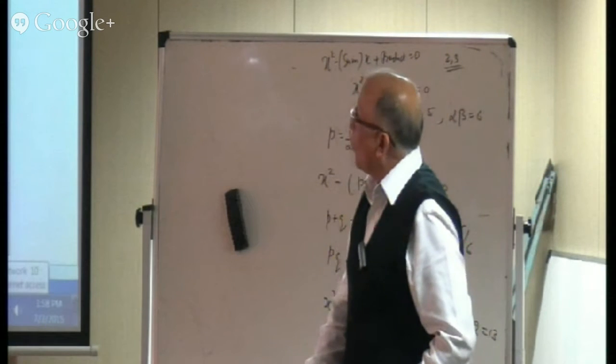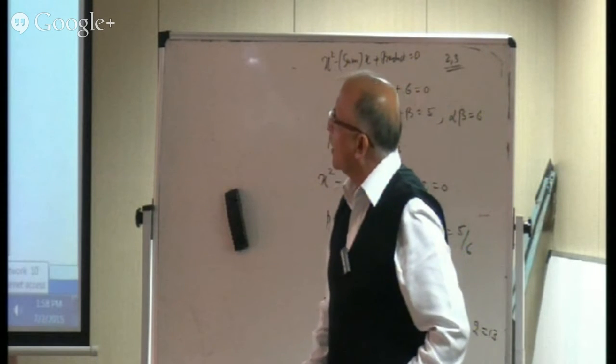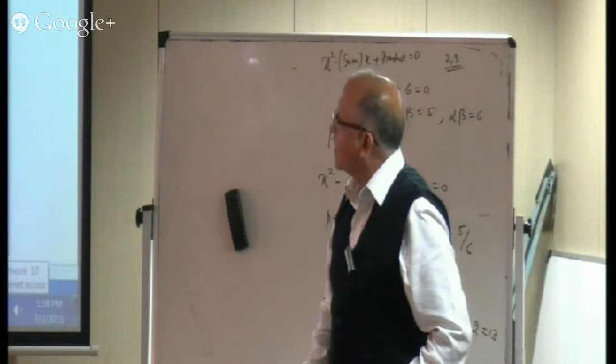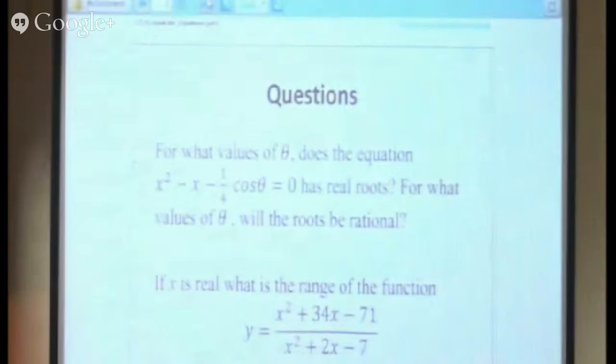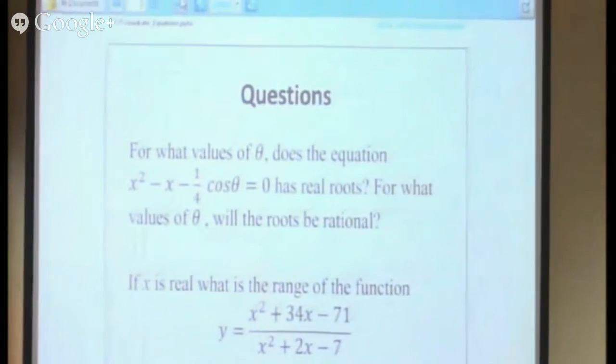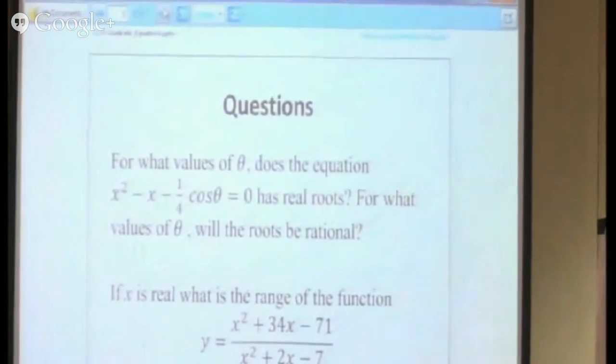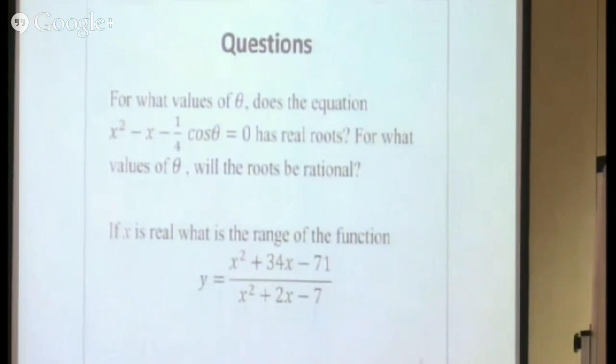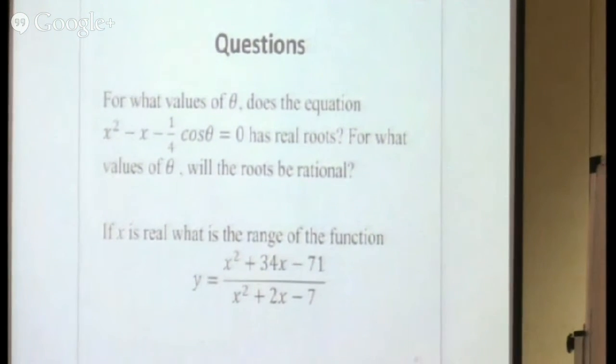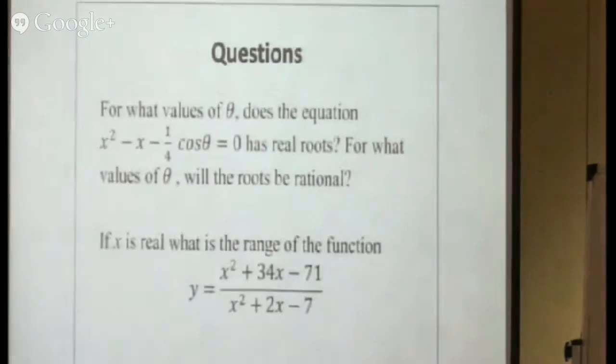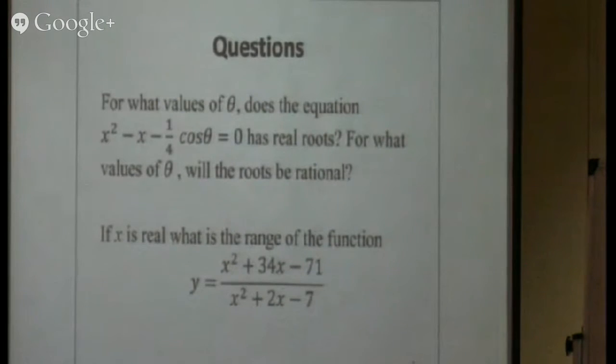It says, for what values of theta does the equation x squared minus x minus 1 by 4 cos theta equal to 0 have real roots? The second part won't be asked: for what values of theta will the roots be rational? I've left this for you. I will explain, but it's a bit difficult to find.